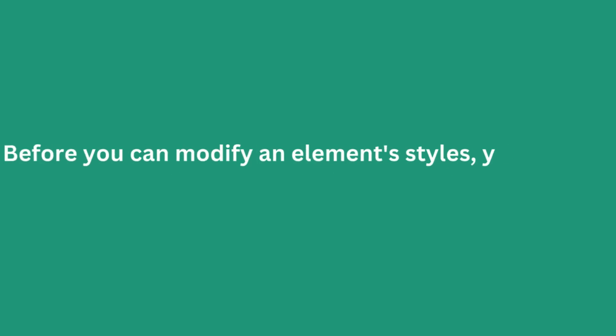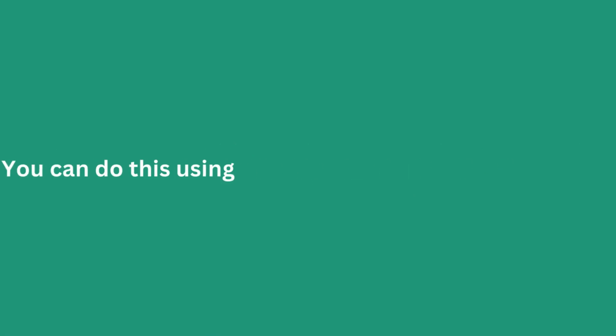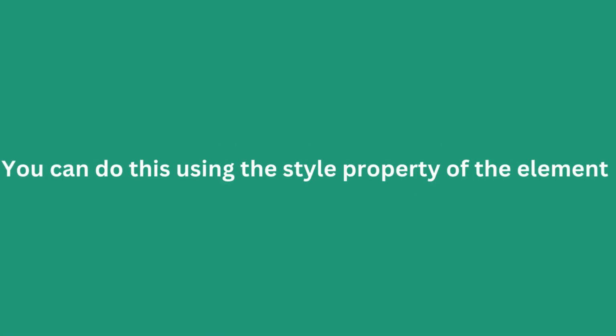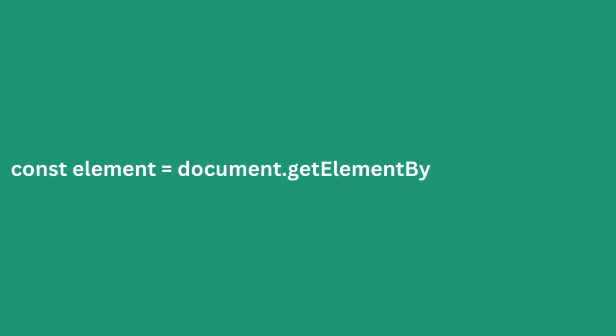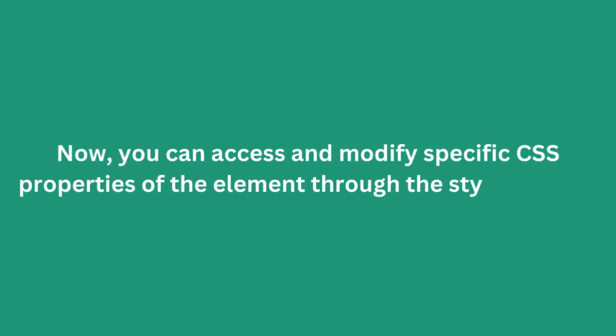Accessing element styles. Before you can modify an element's styles, you need to access those styles. You can do this using the style property of the element. Here's how you access it. const element = document.getElementById('myElement'). const styles = element.style. Now, you can access and modify specific CSS properties of the element through the styles object.